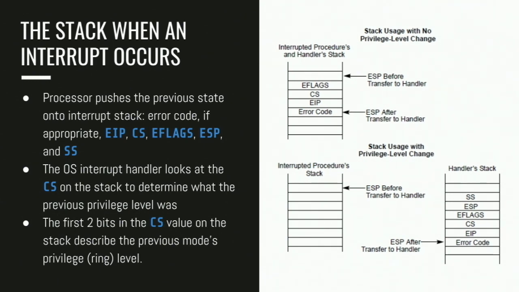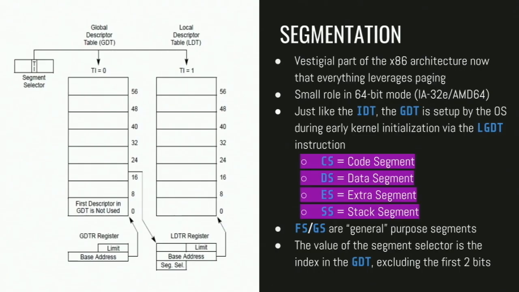And traditionally, for mostly every single operating system we've looked at, the OS interrupt handler, KiDebugTrapOrFault for example, for the int1 handler in Windows, looks at this code segment selector on the stack to determine what the previous privilege level was, where the code's coming from. Is it coming from kernel mode? Is it coming from user mode? And the first 2 bits in the CS value actually tell you what mode it is, and we'll explain how that looks a little bit more.